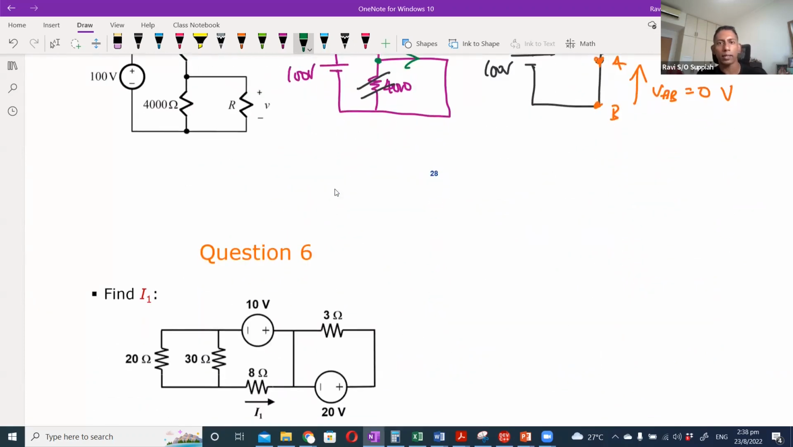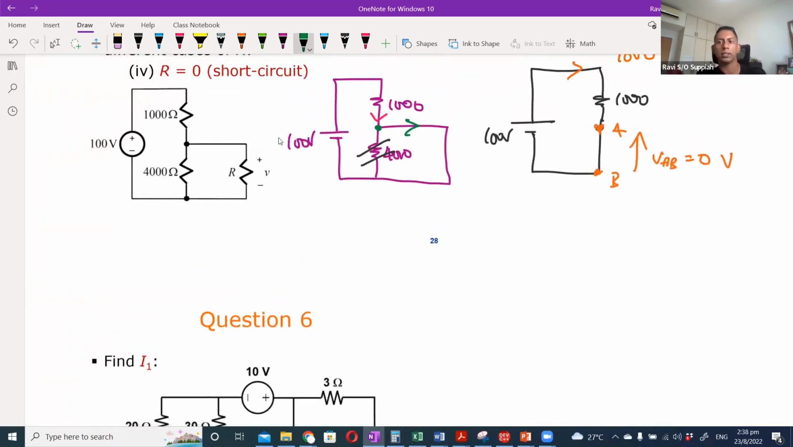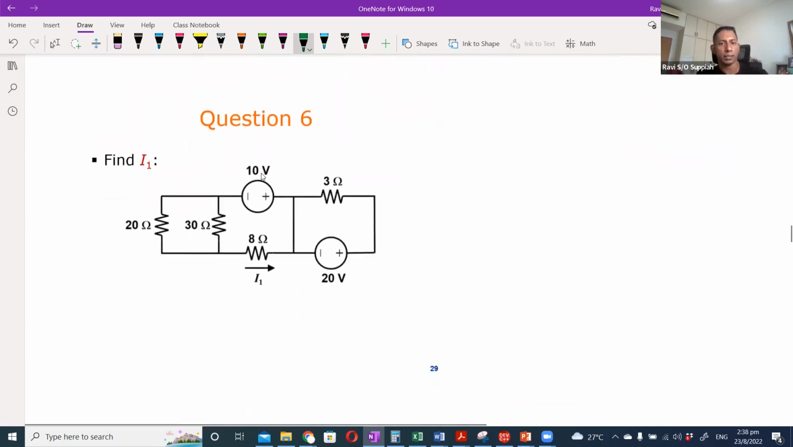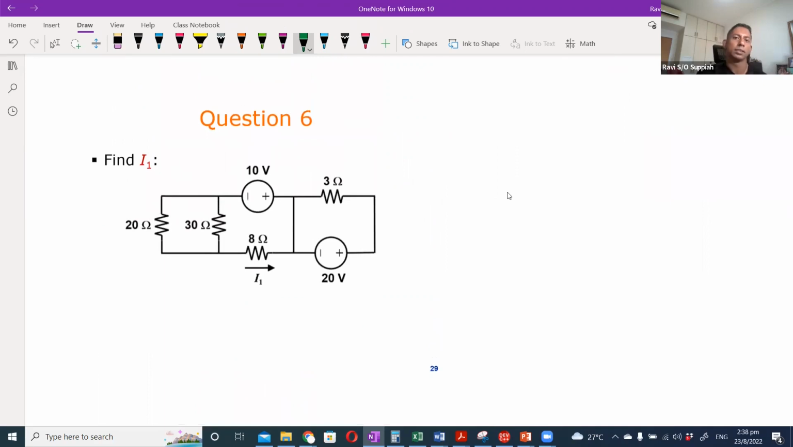Question 5 is just to make you understand the effect of this additional resistor, where the analysis we do before and after we add it can be quite different. Now question 6, which asks us to find I1.